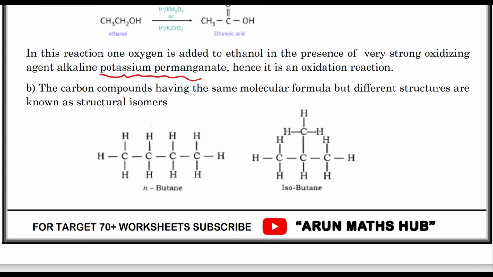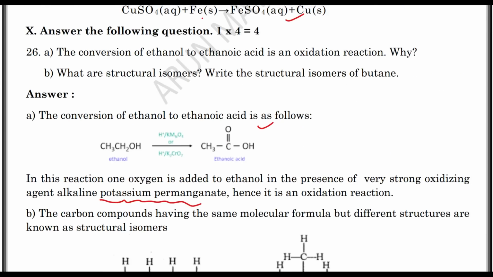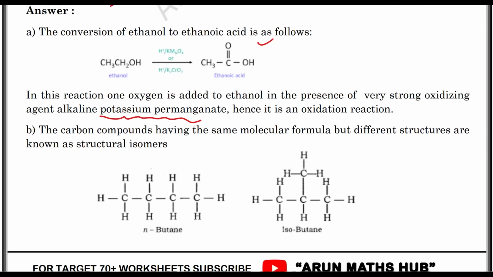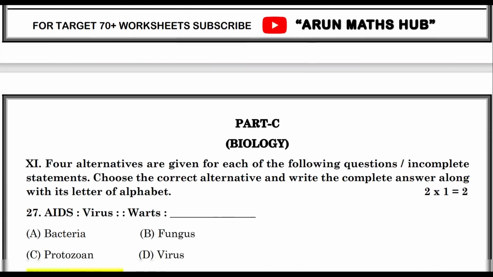The carbon compounds having the same molecular formula but different structures are known as structural isomers. These are the structures of normal butane and isobutane. Same molecular formula but the structure will be different.